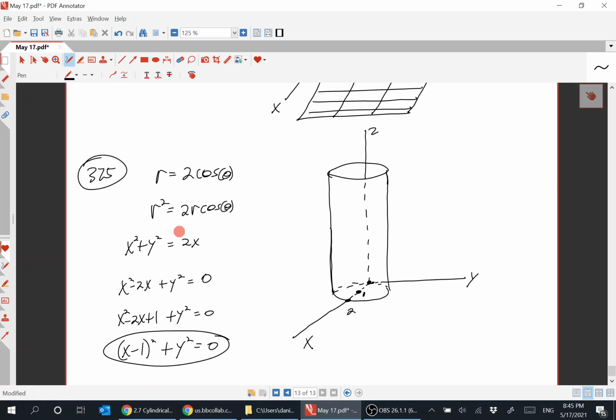But that's a cool transformation, how that worked. I didn't square both sides, by the way. I multiplied both sides by r, so that the cosine theta becomes r cosine theta. Okay.